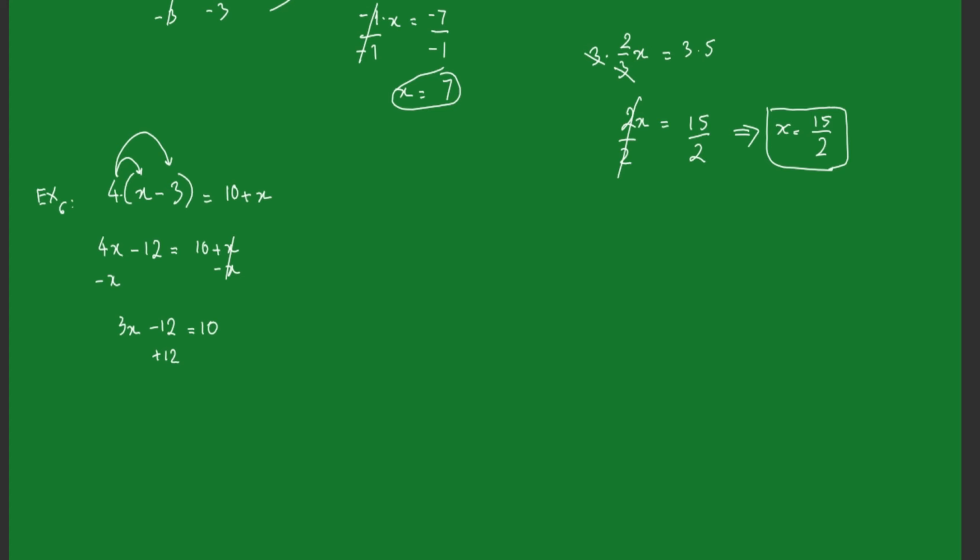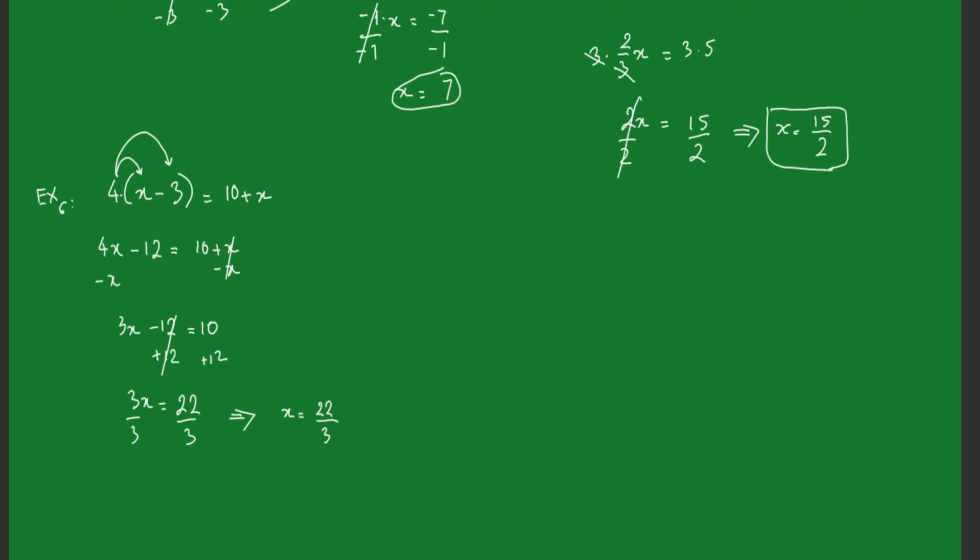We need to get rid of this first. We don't divide by 3 first. Some students divide by 3 first. So we have 3x equal to 10 plus 12, which is 22. Now you divide by 3. This is the invisible multiplication, so you divide by 3. Then your final answer will be x equal to 22 divided by 3.